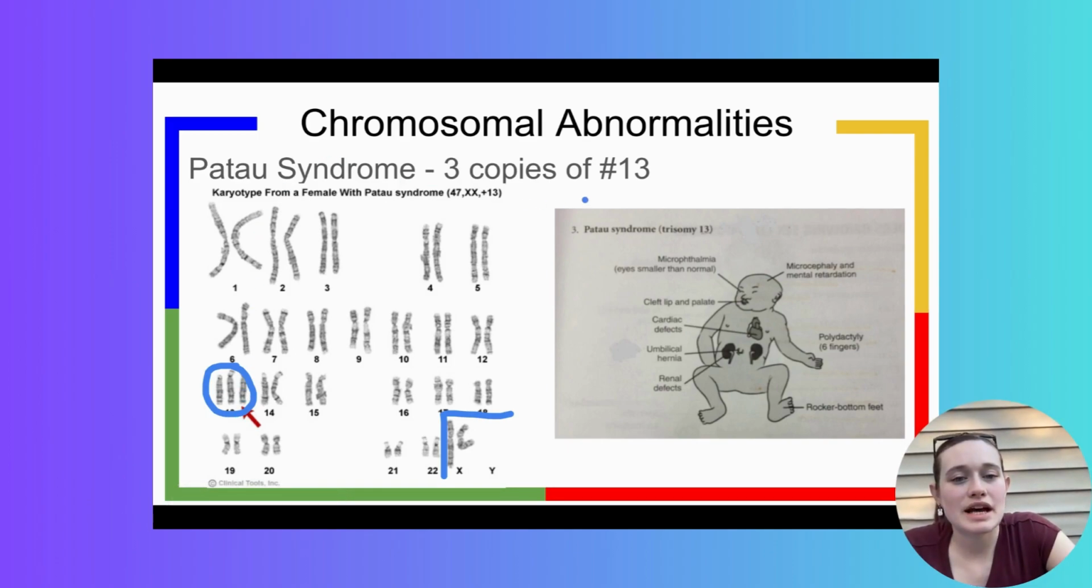A few things about Patau syndrome: usually these babies don't live very long. They have a lot of different birth defects. There are usually cardiac defects, so problems with their hearts, and problems with their kidneys. Sometimes they'll have 6 fingers on a hand and rocker bottom feet, and a lot of times they are born with a cleft lip or palate.